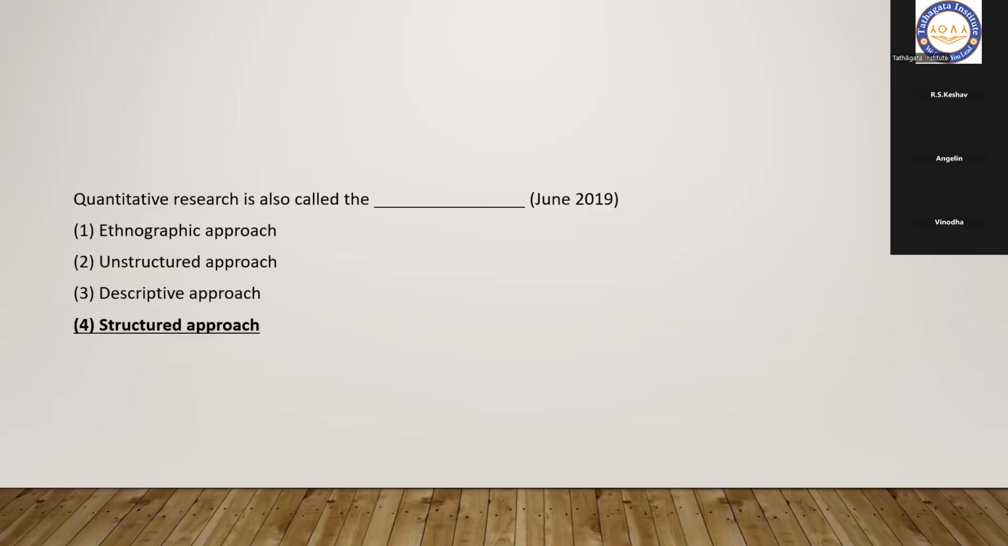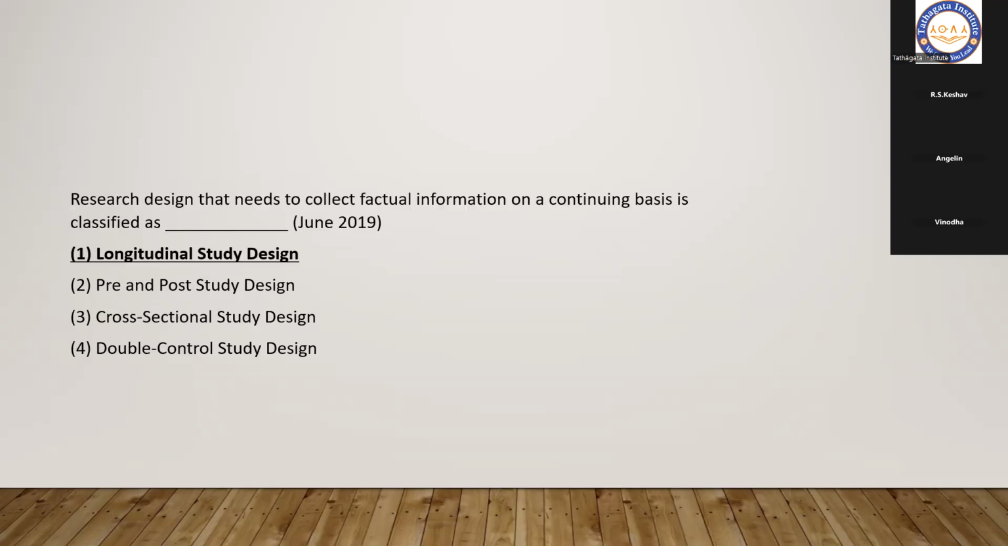Quantitative research is also called the structured approach. The other word for quantitative research is structured approach. Which research design needs to collect factual information on a continuing basis? If you had listened to the class, continuous over a period of time is longitudinal study design.